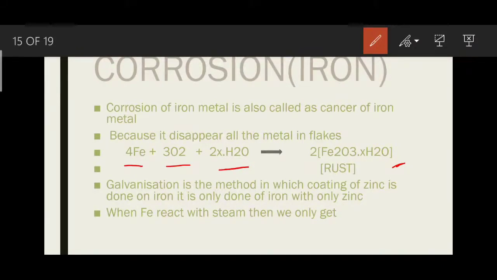So in galvanization, see that in this method a coating of zinc is done on iron. Please note, coating of zinc only on iron is known as galvanization. We cannot use the term galvanization for any other metals or in place of zinc. When Fe reacts with steam, we only get Fe3O4. We only get Fe3O4.